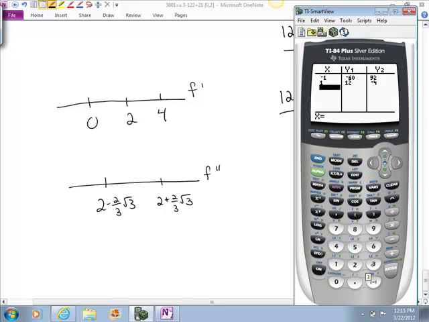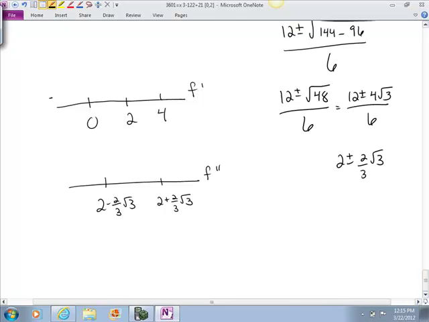Between 2 and 4, I'll put 3 in. It's negative. Greater than 4, I'll put 5 in. So it goes negative, positive, negative, positive. So that means it's decreasing, increasing, decreasing, increasing. That's the original function. That's what f is doing.